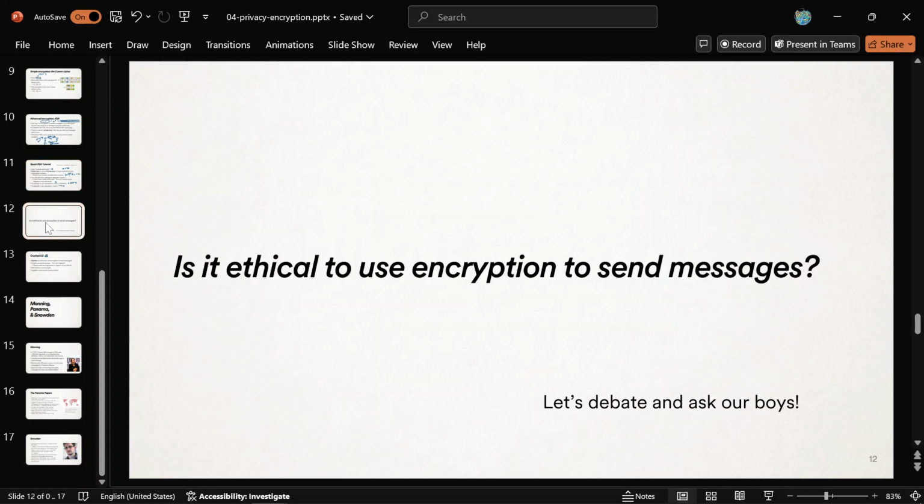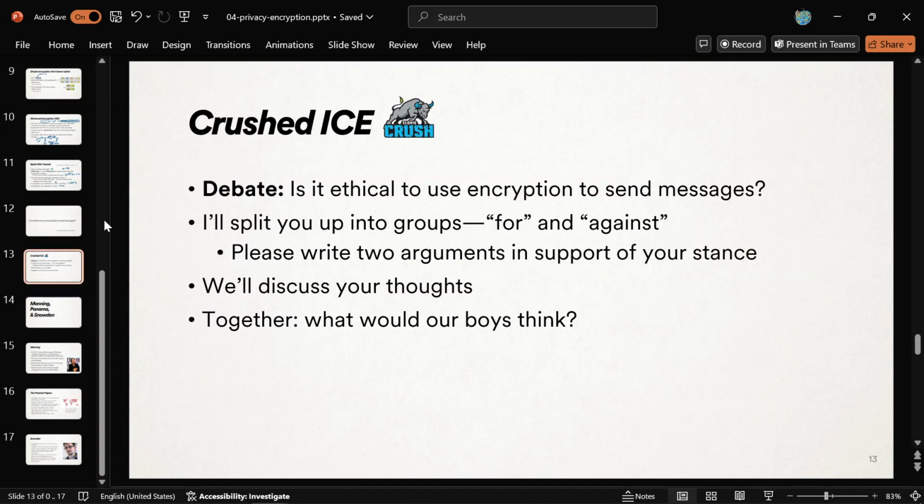So let's now talk about whether this is at all ethical. Is it ethical to encrypt messages and send them to people? Because maybe that's not a good thing. Let's figure this out together. All right. So I want to have a little mini debate. So I would like you guys to get into little mini groups, and just like we did before, write in some answers, write in some ideas.